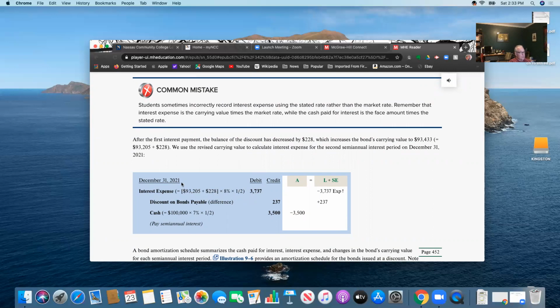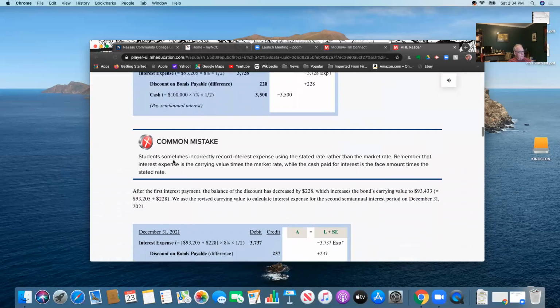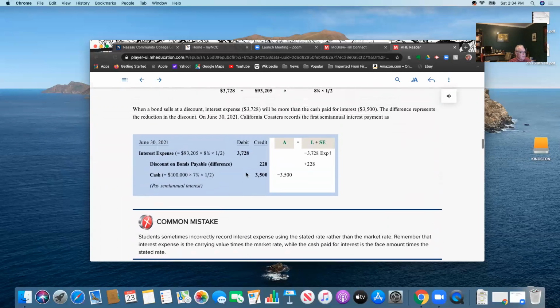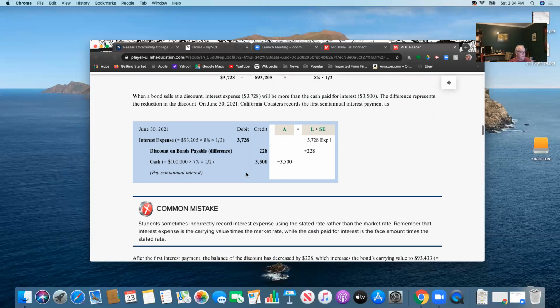This is the second interest payment. This is the payment that was made on December 31st, 2021. This was the payment that was made on June 30th, 2021. So debit interest expense for that new amount, 3737, credit cash for the 3,500, and now your credit to discount is 237. So interest expense is going to be different every period. Every 6 months when I pay interest, expense is going to be different.